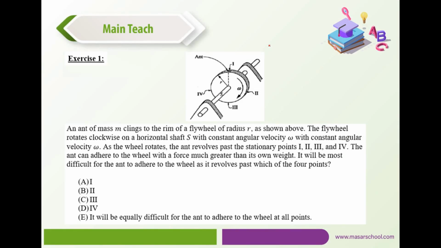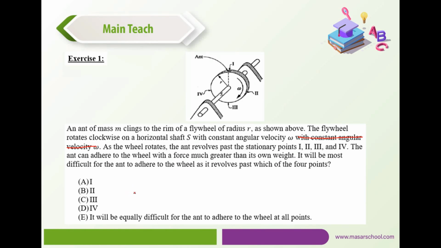And now for the rest of the video, we're going to solve some exercises related to circular motion. Now exercise 1: an ant of mass m clings to the rim of a flywheel of radius r as shown above. The flywheel rotates clockwise on a horizontal shaft s with constant angular velocity omega. This is repeated, let me erase it.